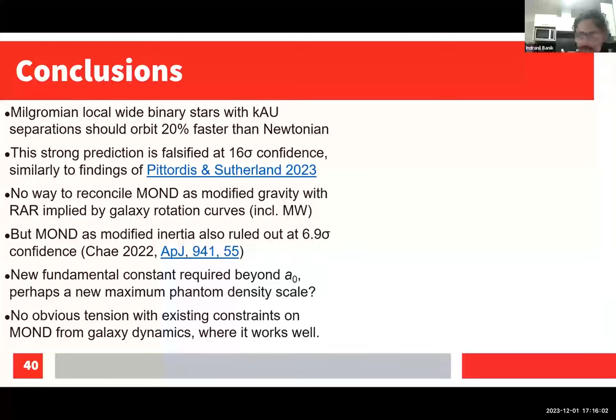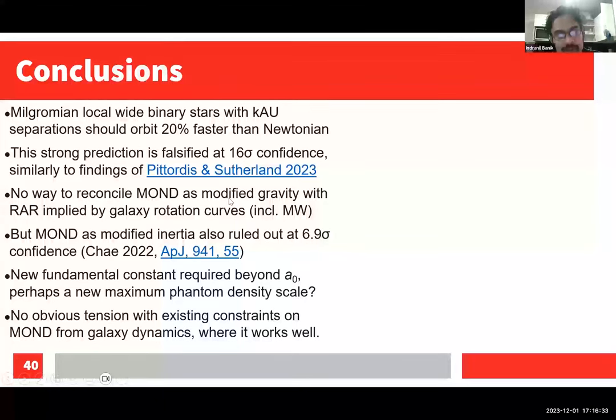Local wide binaries should orbit 20% faster than the Newtonian expectation in MOND if their separations are larger than or approximately equal to their MOND radius, which would be several thousand astronomical units or about 3-4% of a parsec, depending on the exact mass. This prediction is falsified at very high confidence, similar to this paper.